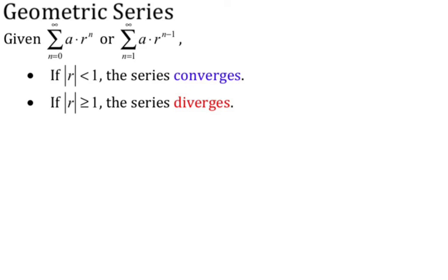So given either a times r to the n or a times r to the n minus 1, it doesn't really matter. I'm just showing you the two textbook definitions that you'll see. If the absolute value of r is less than 1, the series converges. If the absolute value of r is greater than or equal to 1, the series diverges. That's it. That's fantastic again. So what am I ranking this based on?